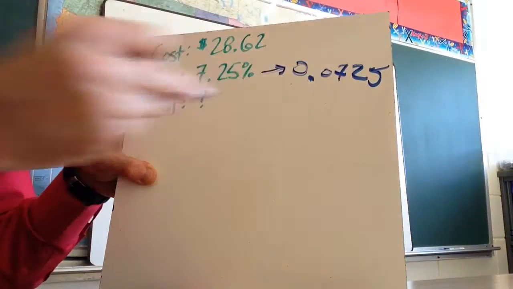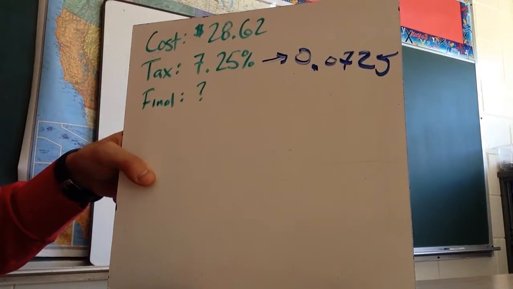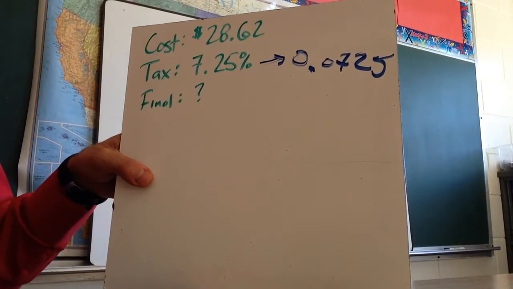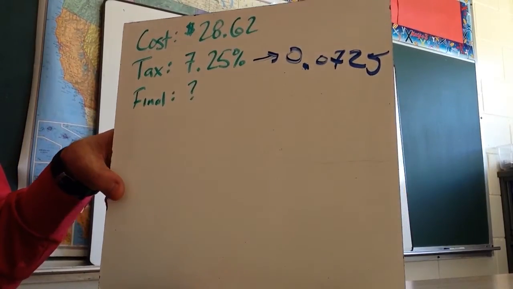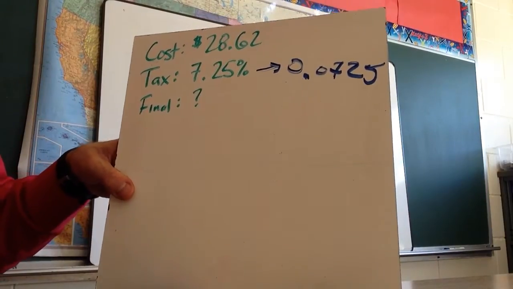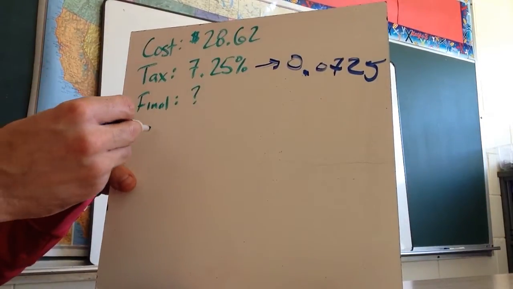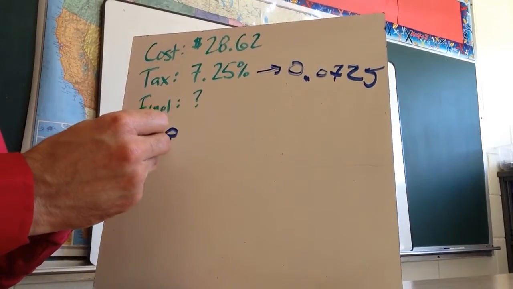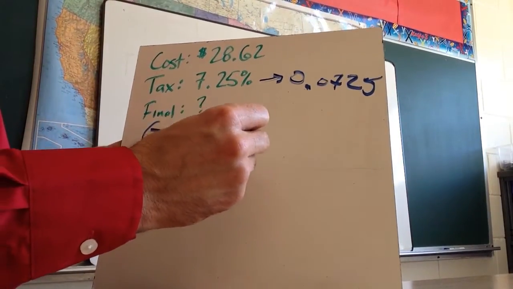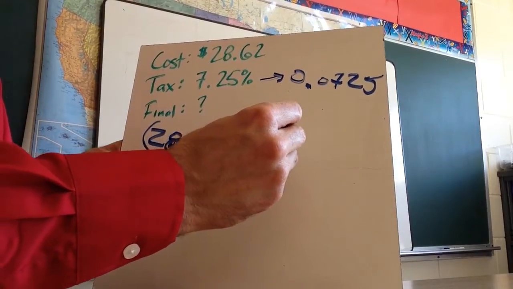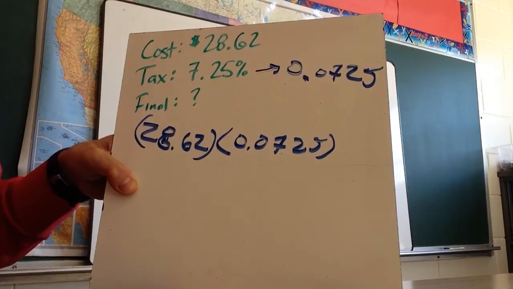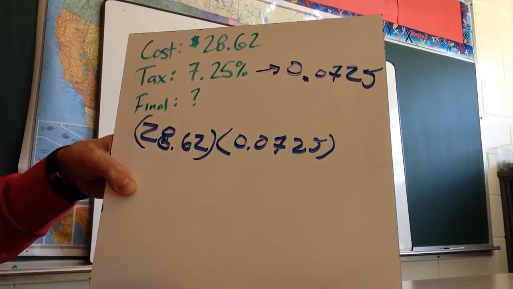0.0725. It's really important that you don't get 0.725, because that would be 72.5%. And trust me when I tell you, you do not want to pay 72.5% in tax. So I'm going to take the original cost, which was $28.62, and multiply this times the tax, which is 0.0725. Let me type this in. Sorry, I should have had this done for you already.